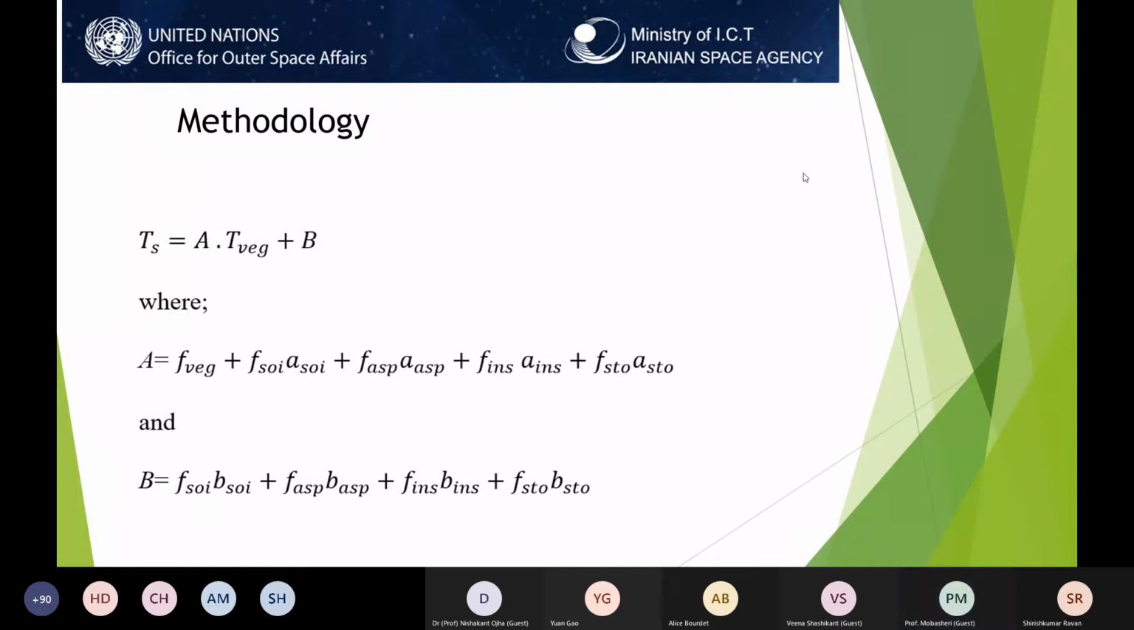We insert these four equations inside the above-mentioned equation with this coefficient. Now we have only one missing parameter, which is T of vegetation. A and B are calculated for each pixel. TS is LST, which comes from the satellite. So T veg is missing. Go to the next, please.